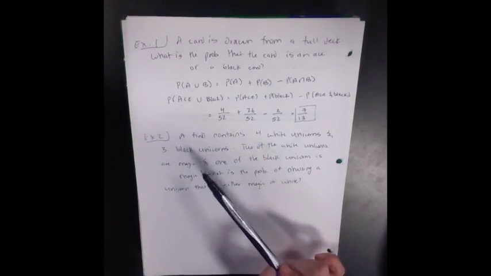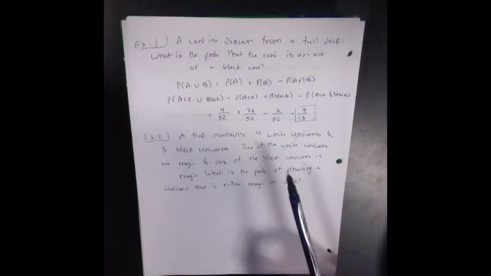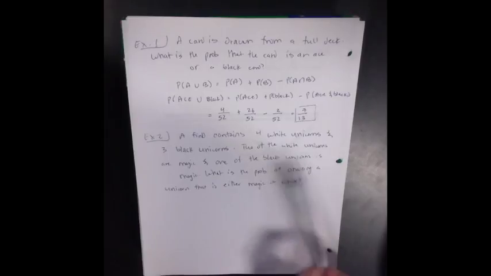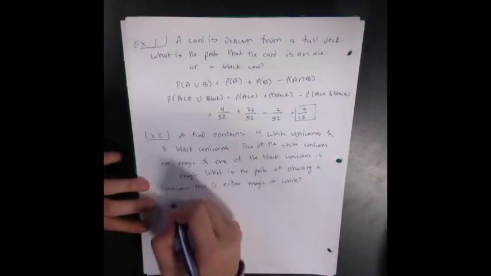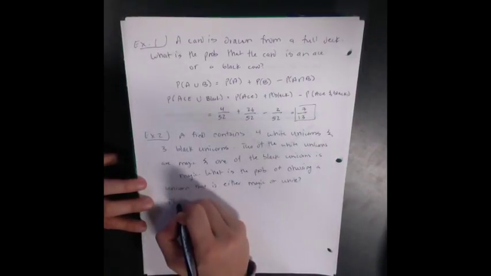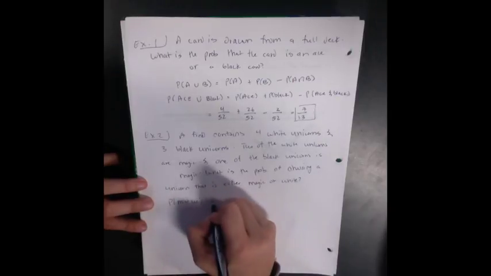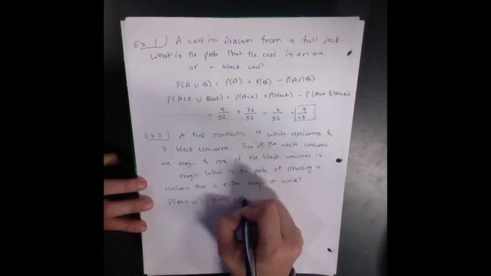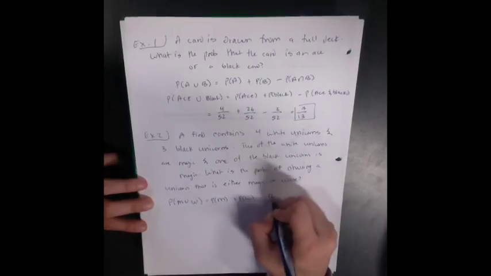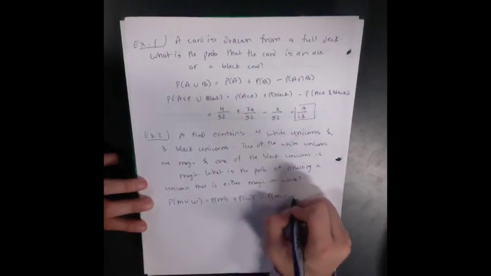Okay, so we first ask ourselves, are these events mutually exclusive? No. If we choose a white unicorn, it can be magic. Same if we choose a black unicorn, it also can be magic. So neither of these are mutually exclusive. So we have the probability of magic or white is the probability of magic plus the probability of white minus the probability of magic and white.